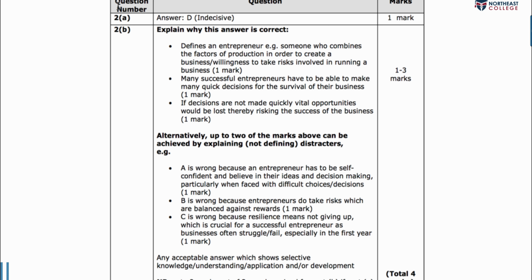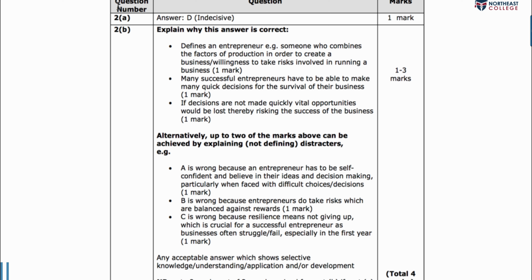For instance, A is wrong because an entrepreneur has to be self-confident and believe in their ideas and decision making, particularly when faced with difficult choices. Then B is wrong because, I beg your pardon, B is wrong because entrepreneurs do take risks, which are balanced against reward. Then C is wrong because resilience means not giving up, which is crucial for a successful entrepreneur, as businesses often struggle or fail, especially in the first year.